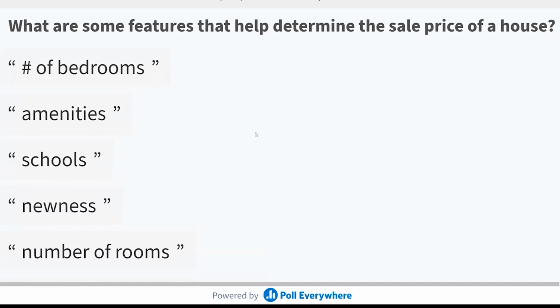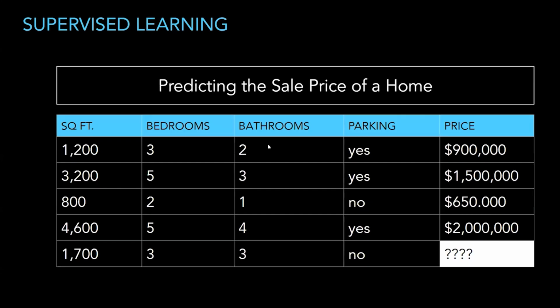Thank you, everybody, for submitting. And so if we look at these features in a little bit of a table, we can get a better example of how we can use these forms of features to help predict the value of a house. So with supervised learning, we can take labeled data that we have and use AI algorithms to predict what that price might be.